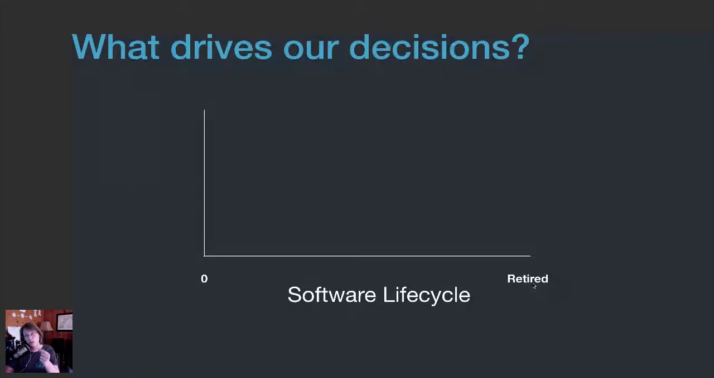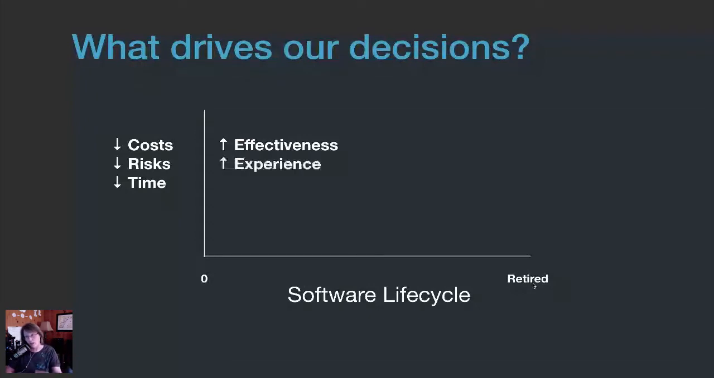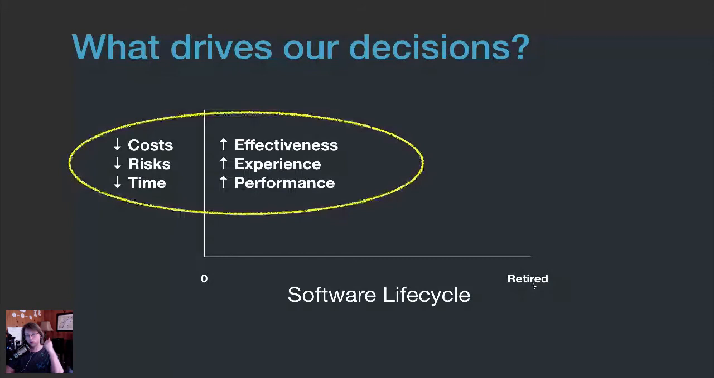So what we're trying to do then is drive down cost, drive down risk, drive down time, and increase effectiveness, which means, hey, did we achieve the results, right? Did we meet the business requirements, did we achieve the user experience, the developer experience? We want to drive that up, keep maximizing it, maximizing performance. These are the things that are going to drive us over the entire life cycle.